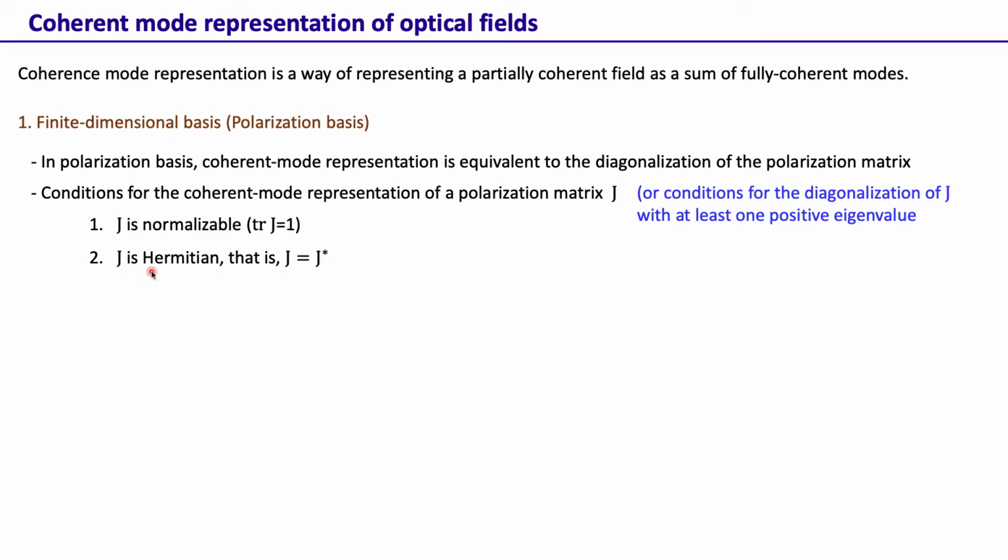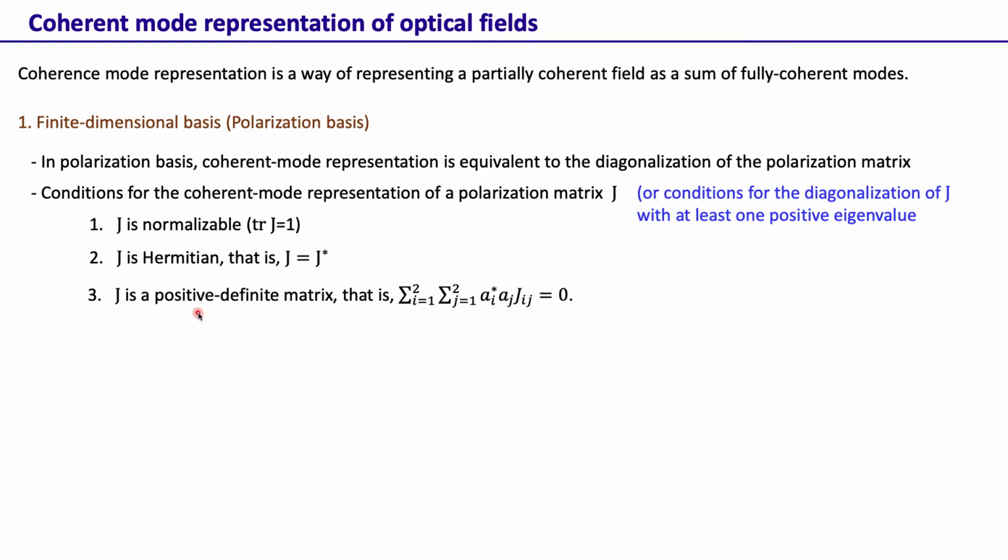This condition is needed because we want this J, the matrix, to represent a physical system, a physical field, and for the field to be a physical field, the matrix has to be Hermitian. The third and the last condition is that J is a positive definite matrix.